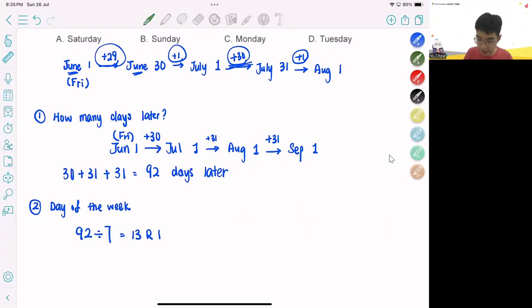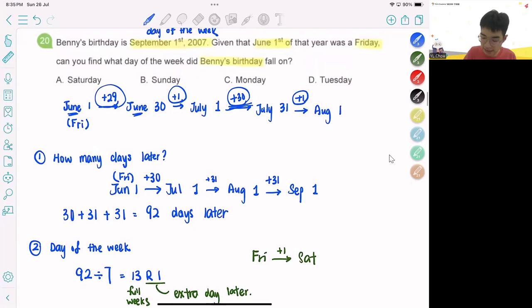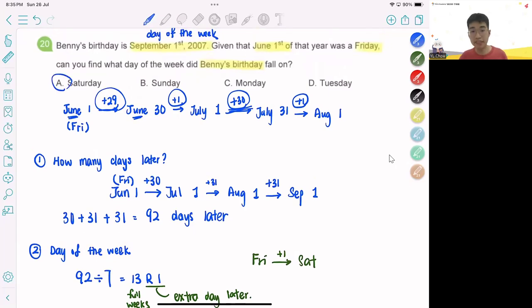Now, 13 here means 13 full weeks later. 13 full weeks later, the day of the week will not change. The key lies in the remainder 1, which means 1 extra day later. So we only need to consider this 1 day later. So from a Friday, 1 day later, what day of the week will it be? That's right, it's a Saturday. So with that, we have gotten our answer. It is A, September 1st is a Saturday. Okay, and that is how you do the calendar problem here.